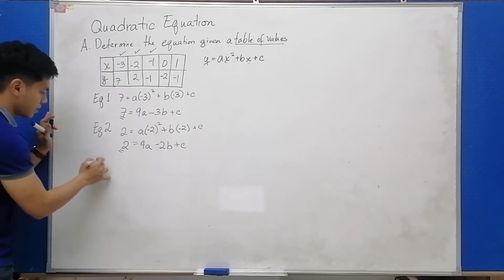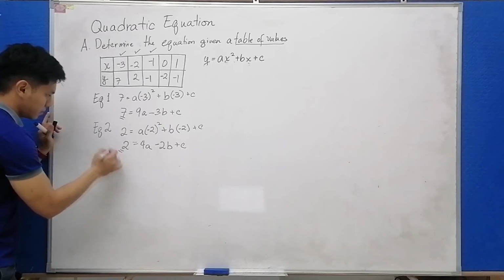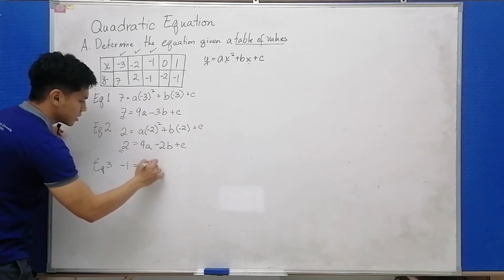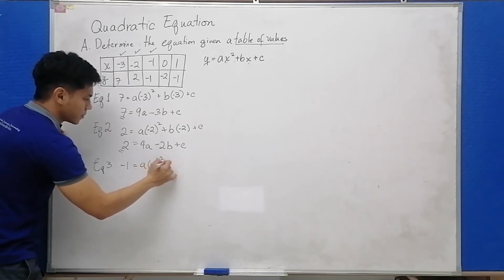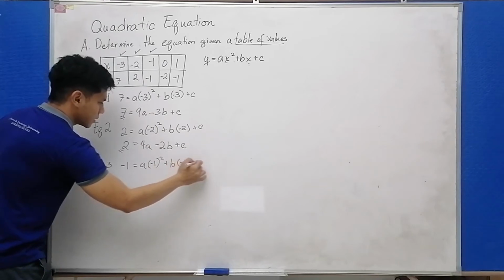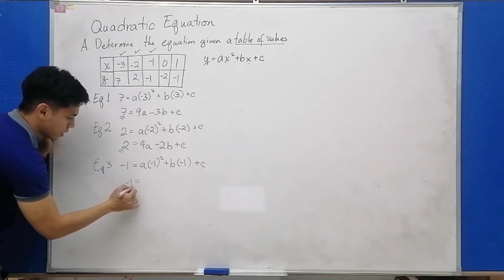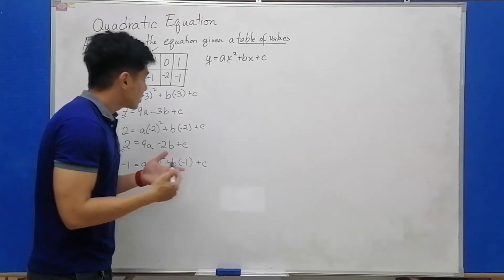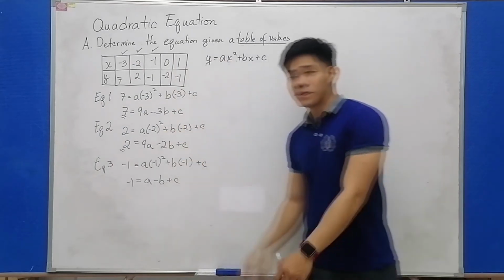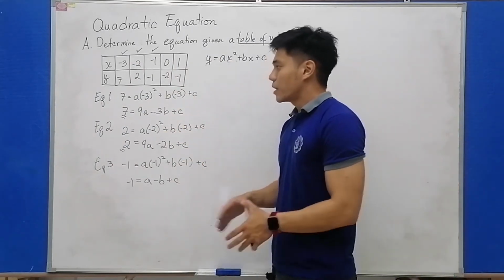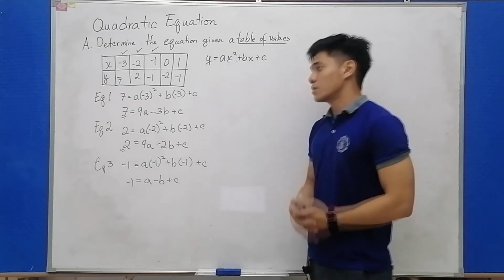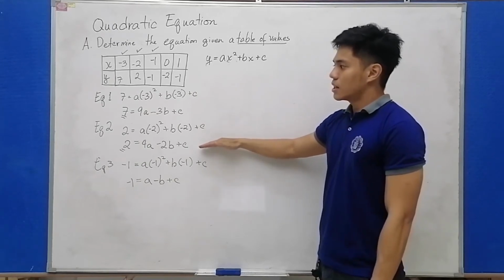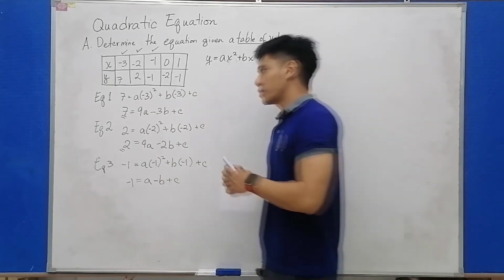Our third equation, substitute again. So we have negative 1 is equal to a times negative 1 squared plus b times negative 1 plus c. So our third equation has negative 1 equals a minus b plus c. Okay, so now we have our equations 1, 2 and 3. So we can now look for equation 4. To get equation 4, what we're going to do is take equation 1 and subtract equation 2. That's how we're going to get equation 4.